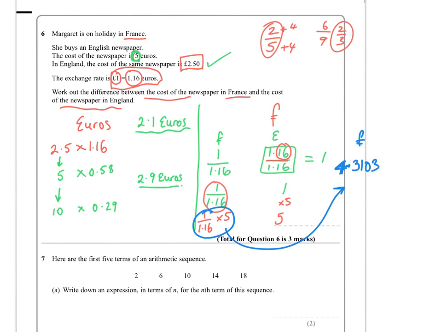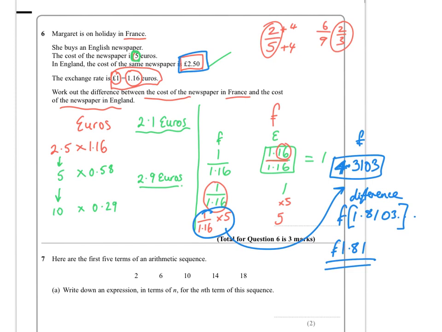And we wanted to see the difference between the £2.50, don't forget, and this. So if you take one away from the other, then I get 1 point, so the difference this time is 1.8103 in pounds. I shouldn't really write that, to be honest, but 1.8103 to pounds and pence, that would be £1.81. So it's either £1.81 in pounds or 2.9 euros.